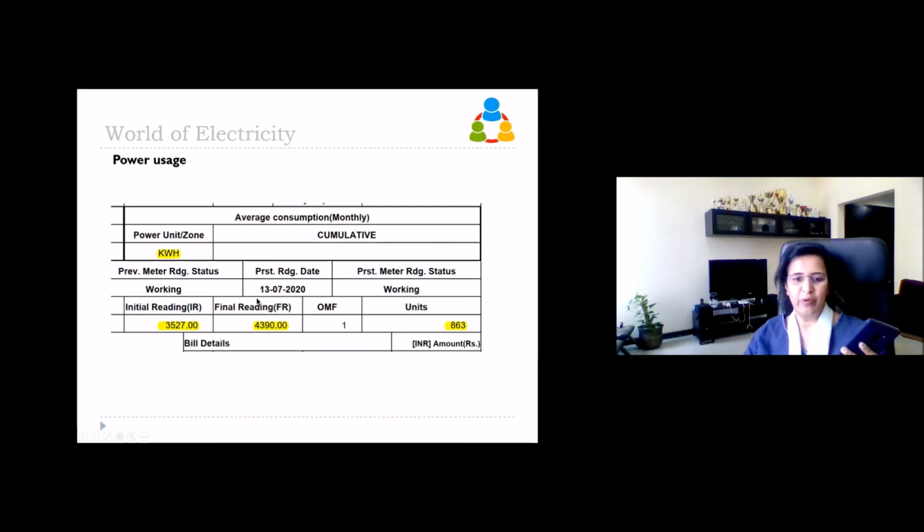Or maybe 1 month, I'm not sure. Okay, so this one is saying I'm using 863 units. What does each unit mean? Each unit is in kilowatt-hour. That means I'm using 8,63,000 watt hour, according to my electricity bill, or maybe 863 kilowatt hour.